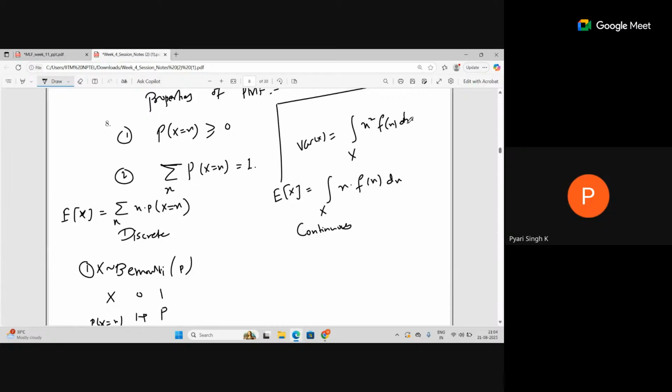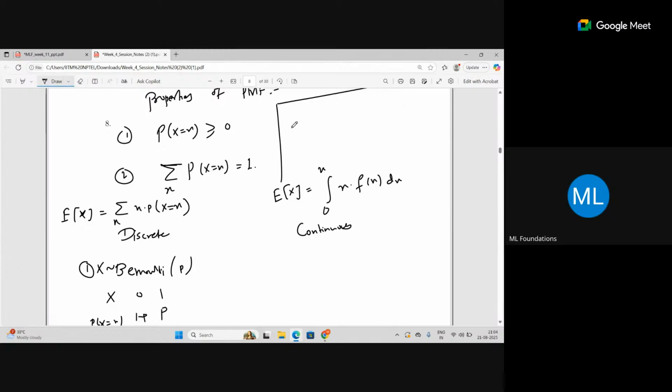What was the formula you wrote down? This is the expectation of x square, right, sir? Not the variance of x. What is the variance of x? Oh, sorry, this is the expectation of x square. Yeah, I think I made the same mistake on the discrete side also.